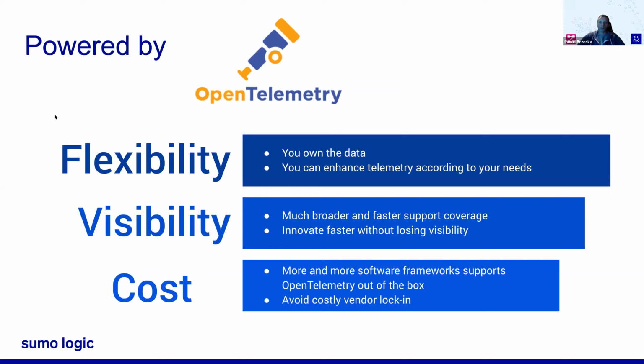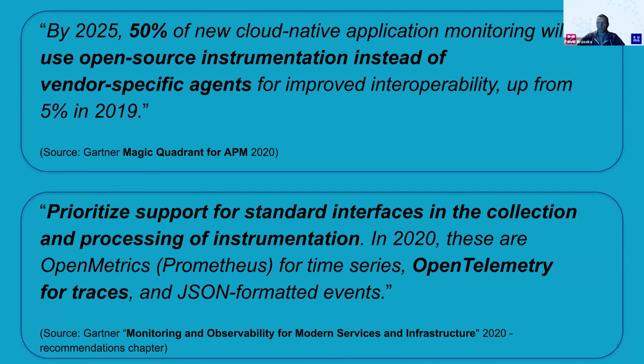That trend, the trend of customers adopting more and more OpenTelemetry, was already discovered last year in a Magic Quadrant for APM, and also in another paper from Gartner about monitoring and observability of modern services. All of these sources expect the footprint and adoption of OpenTelemetry to rise dramatically, and they're already advising customers to start thinking about adoption of these standards. And that's exactly the goal of our webinar, to explain how you can do that with AWS and Sumo Logic.